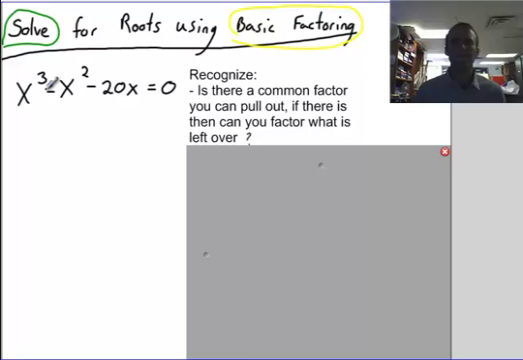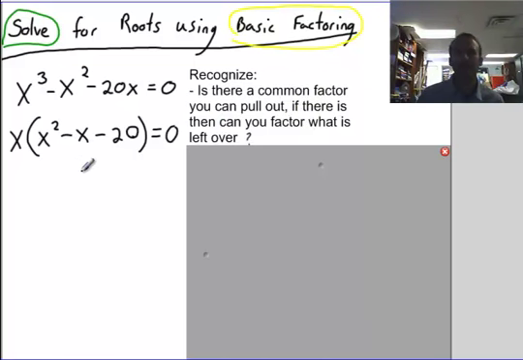For here, x cubed minus x squared minus 20x is equal to 0. There is a common factor. All of these have an x term, so I'm going to pull out the x term. And I'm left with x times x squared minus x minus 20 is equal to 0. Okay, now, if there is, then can you factor what is left over? Can I factor this? Does this factor down anymore? And it does. So I can factor that.